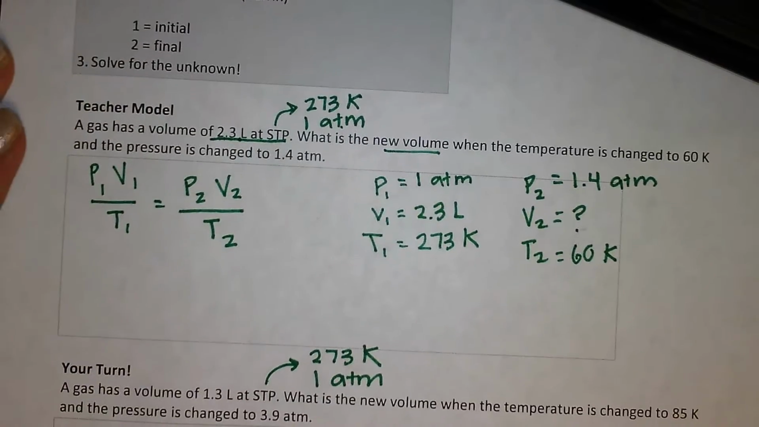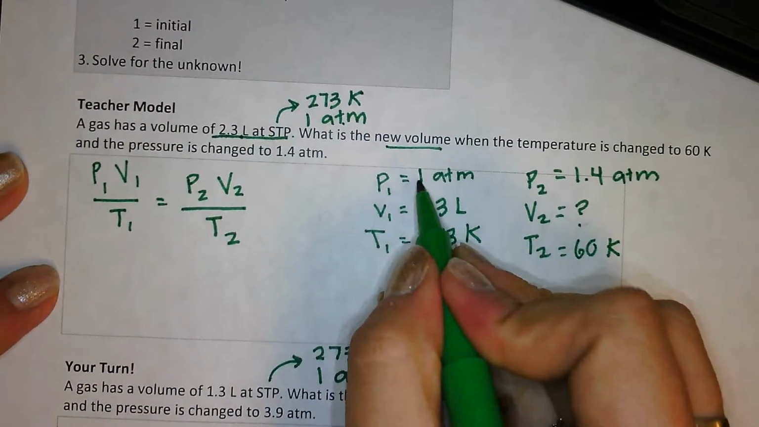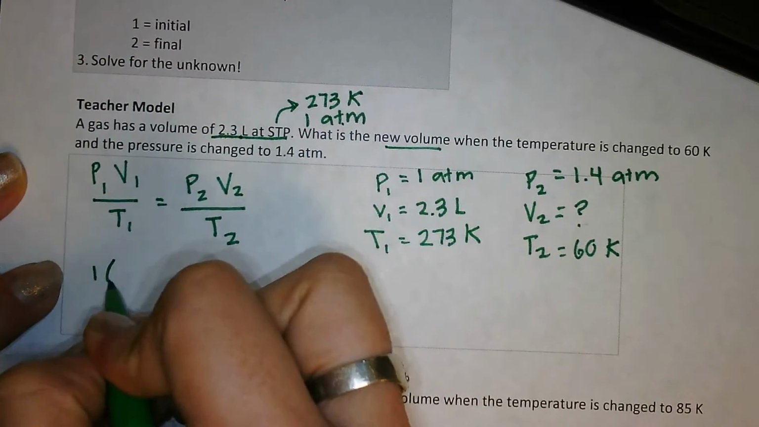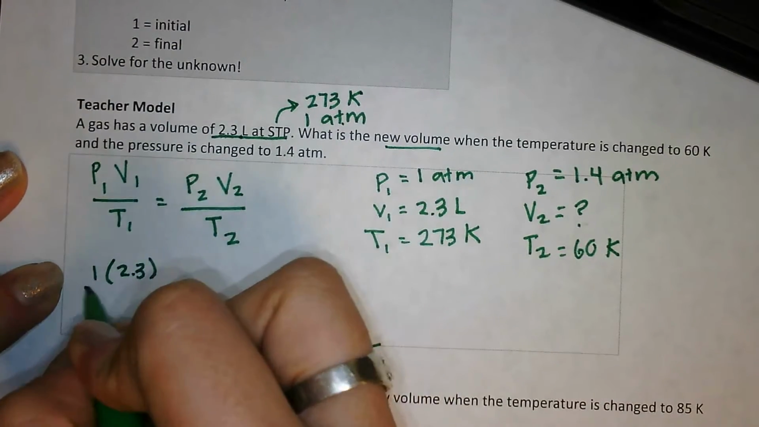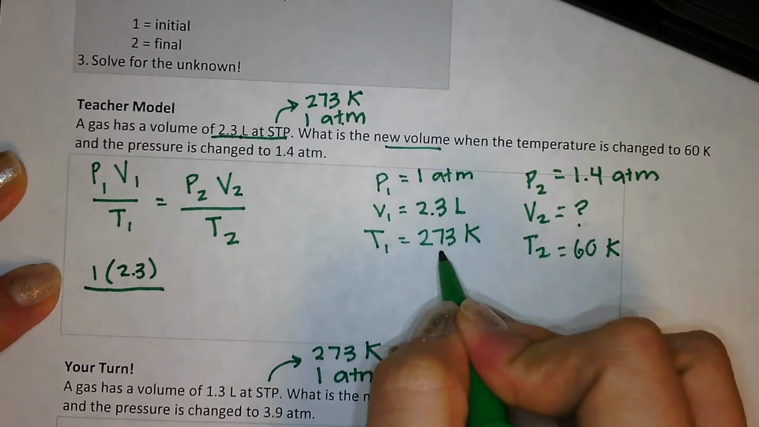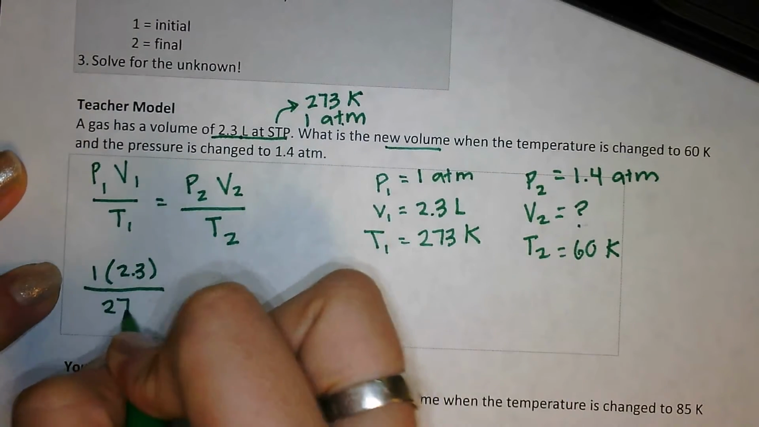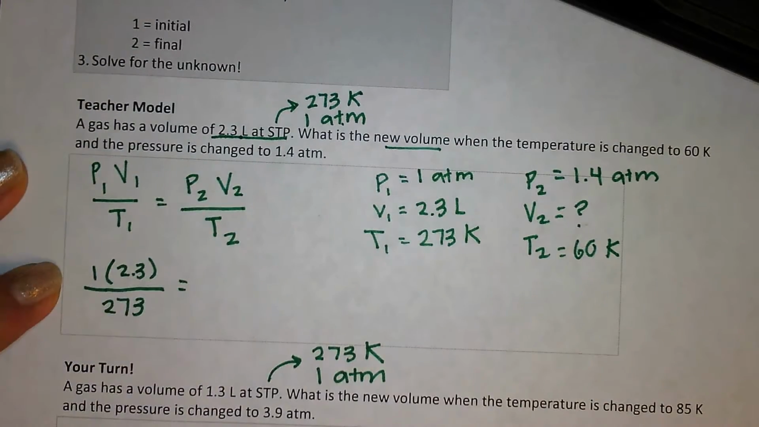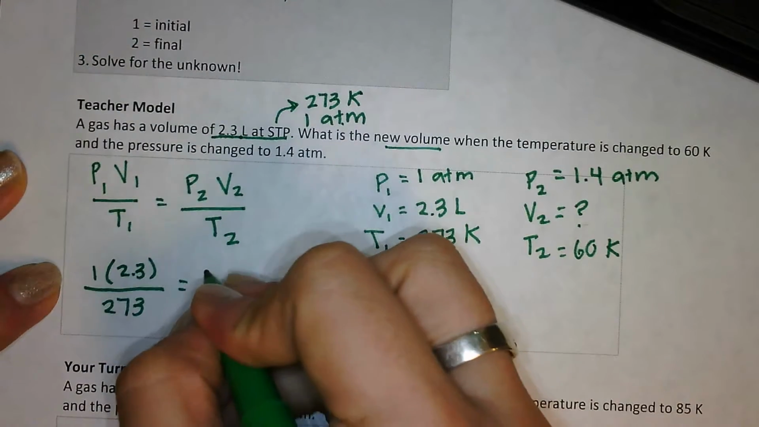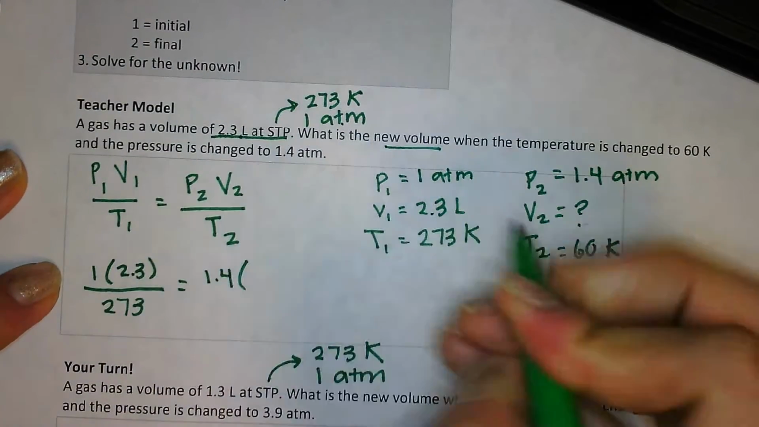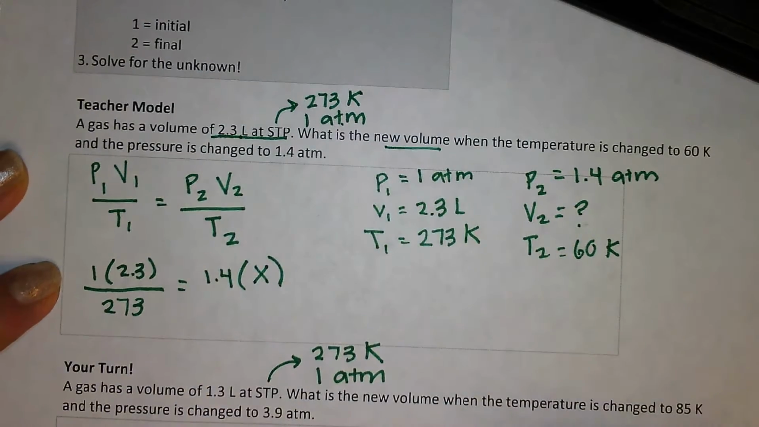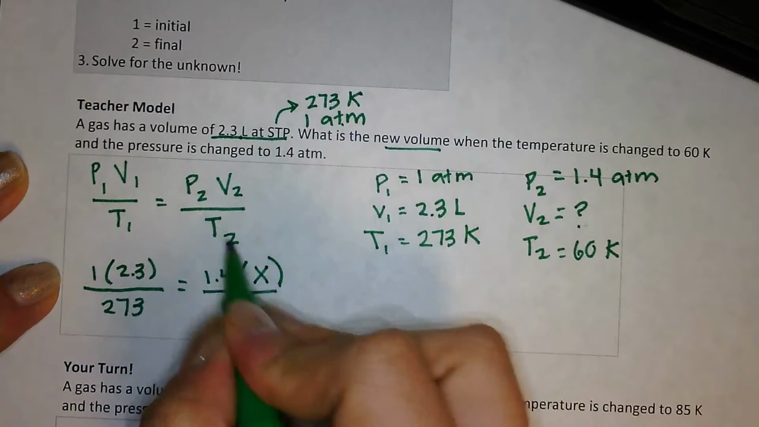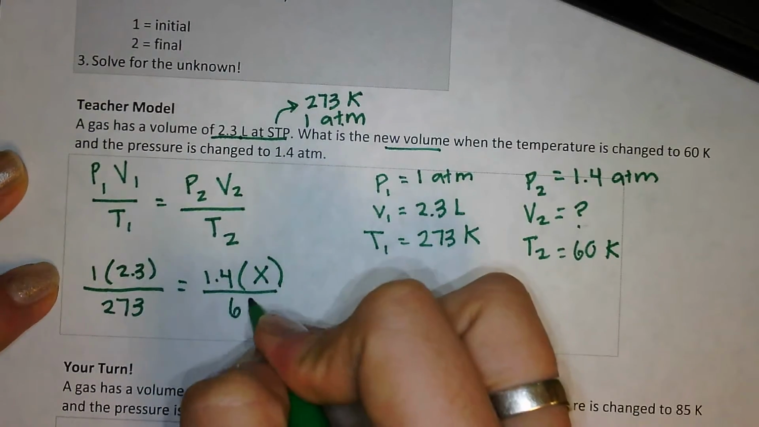So now we can plug this into the equation. So P1 is 1 times V1 is 2.3 divided by T1, which is 273, is equal to P2, which is 1.4, times V2, which is my unknown. I'm just going to say X. You can say V2, whichever one, over T2, which is 60.